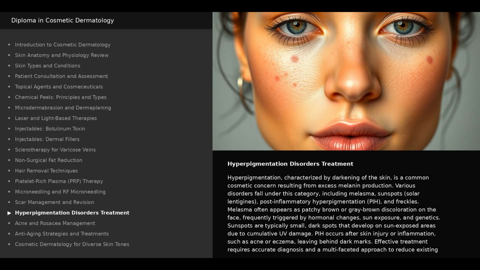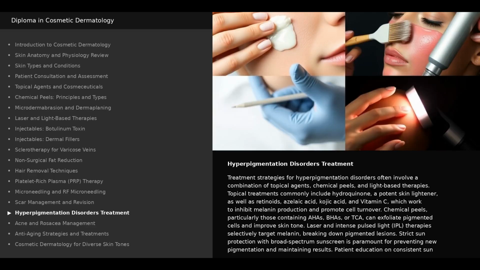Effective treatment requires accurate diagnosis and a multifaceted approach to reduce existing pigmentation and prevent recurrence. Treatment strategies for hyperpigmentation disorders often involve a combination of topical agents, chemical peels, and light-based therapies. Topical treatments commonly include hydroquinone, a potent skin lightener, as well as retinoids, azelaic acid, kojic acid, and vitamin C, which work to inhibit melanin production and promote cell turnover.